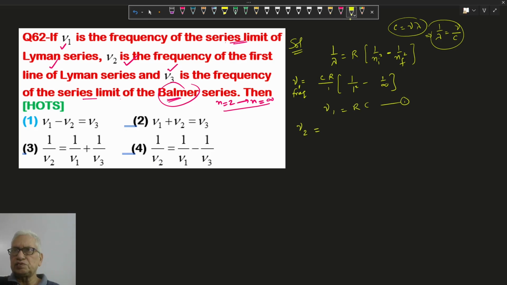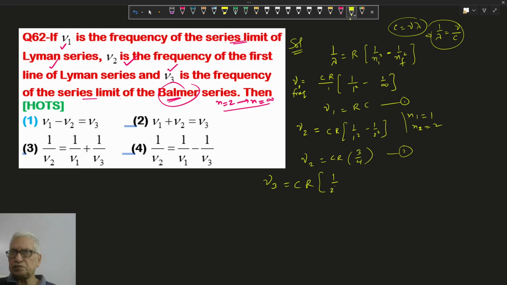Similarly for frequency 2, for the first line, n initial is equal to 1 and n final is 2: CR times (1 upon 1 square minus 1 upon 2 square). It comes here as CR times (1 minus 1 by 4), that is 3 by 4. This is the frequency 2. Now frequency 3 for the Balmer series and the series limit: CR times (1 upon 2 square minus 1 upon infinite), that's CR by 4. So we know the equations for frequency 1, frequency 2 and frequency 3.